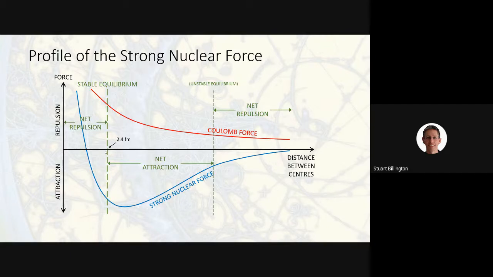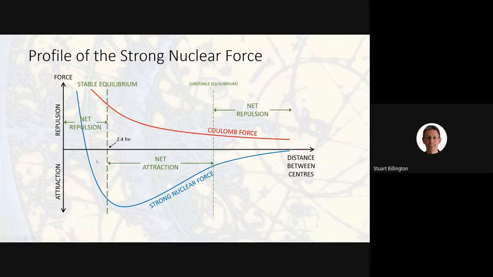or exactly 2.4 femtometres, because it really depends whether you're talking about two protons, or a proton and a neutron, or two neutrons. But you can see the principle that there will be an equilibrium either here for two protons or here for two neutrons or a proton and a neutron.